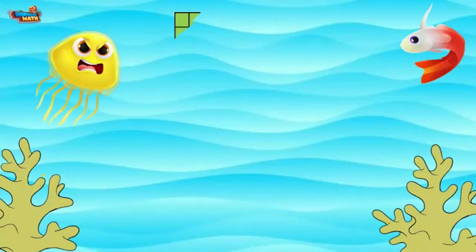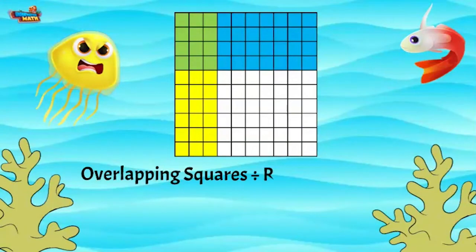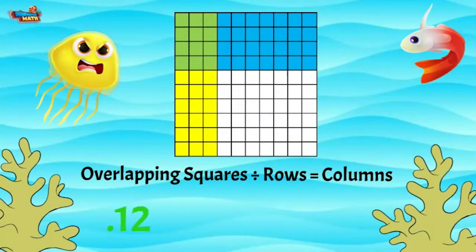When given a model and asked to find the equation, you can remember the overlapped section divided by the number of parts in the groups equals the number of groups. The overlap section on this model is 12 squares or 12/100ths. There are 4 squares going down, meaning there are 4 groups of 10 or 4/10ths. There are 3 groups going across, meaning there are 3/10ths. So the equation would read 12/100ths divided by 4/10ths equals 3/10ths.